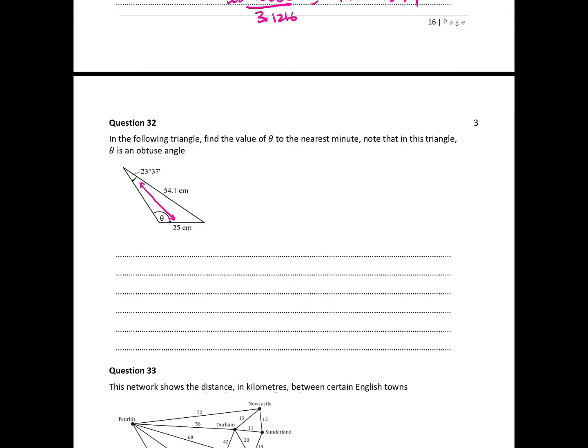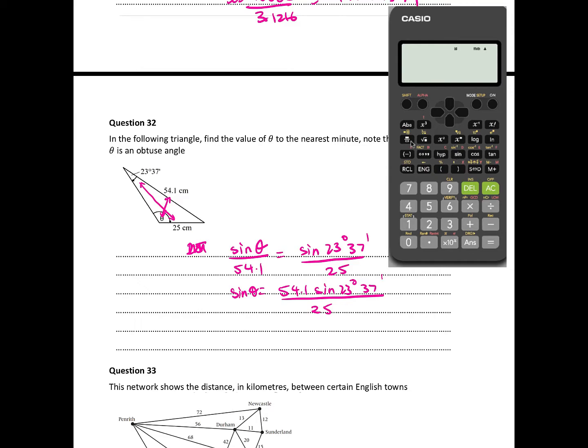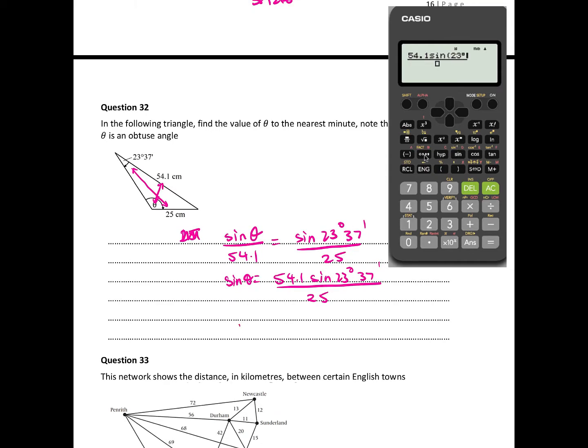Do you see how I have that known pair? And then I have that half pair here, so it's going to be 25. Actually, I'll put the angles on top. So sine theta over 54.1 is equal to sine 23 degrees 37 minutes all over 25. Sine theta is equal to 54.1 sine 23 degrees 37 minutes over 25. Plug that into your calculator, and then find the inverse of sine, and you get 60 degrees and 6 minutes.